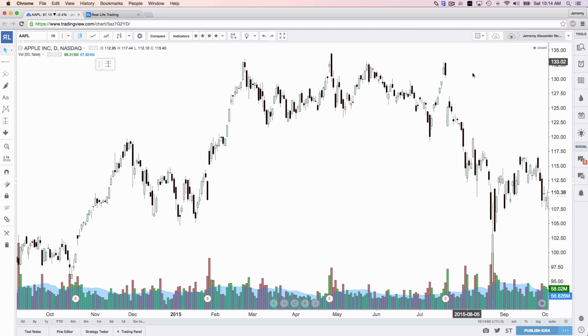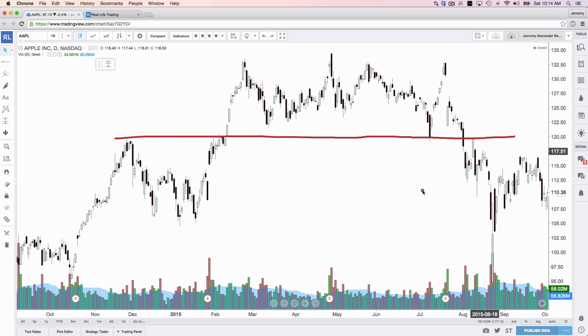Now, what about this, Jeremy? What about this breakdown right here? Well, let's talk about that. So this particular stock right there closes below the support. How many black candles were there in a row? Well, let's go back to kindergarten and count: 1, 2, 3, 4, 5, 6, 7, 8. 8 black candles in a row.